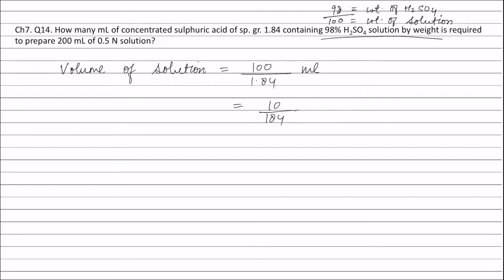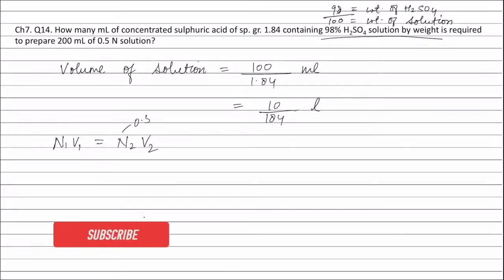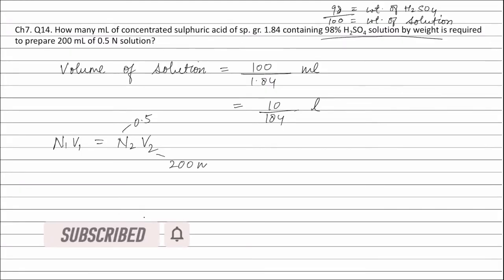184 liters. Now applying the formula N1V1 is equal to N2V2. N1 is the normality of original solution, V1 is the volume of the solution which we have to find out, N2 is the normality of the final solution, that is 0.5, V2 is the volume of the final solution which is given as 200 milliliters.